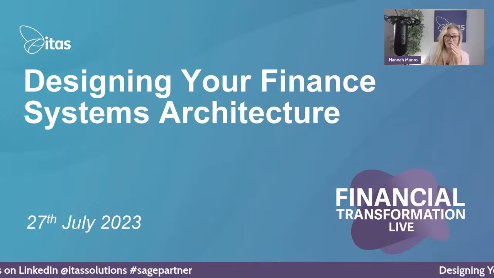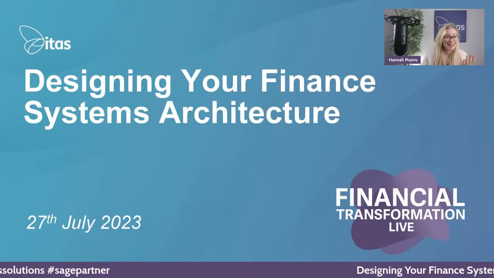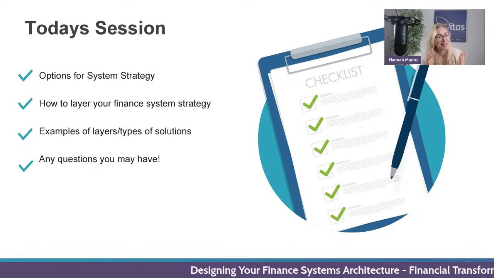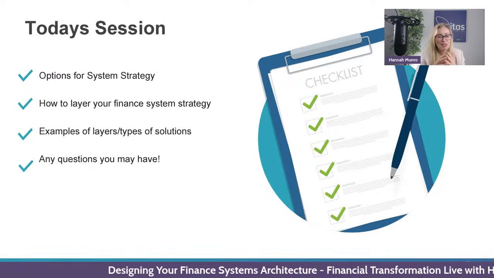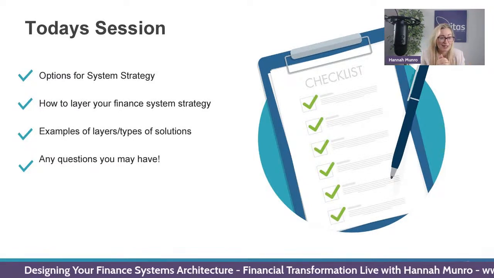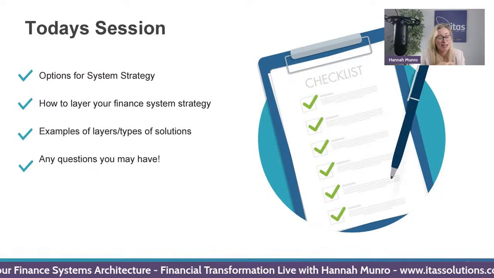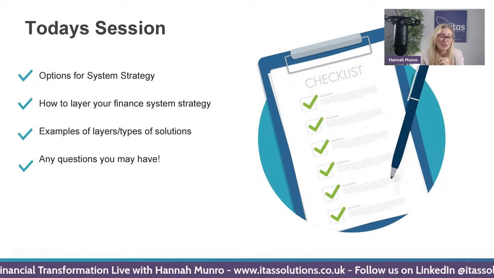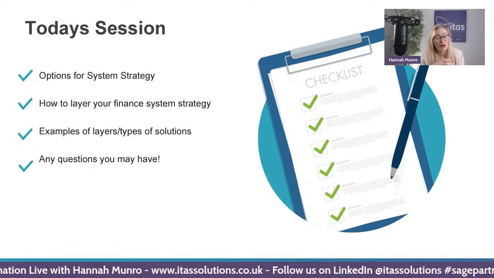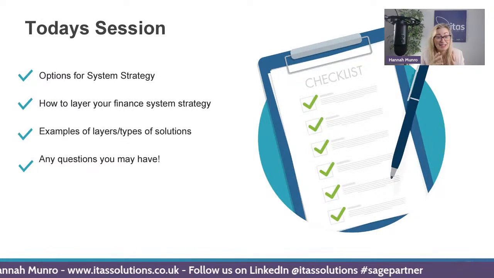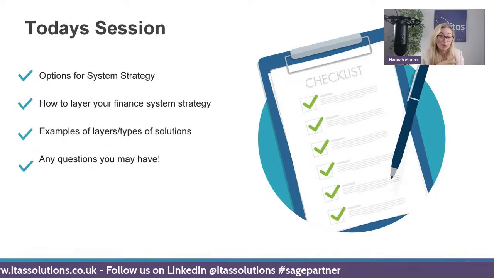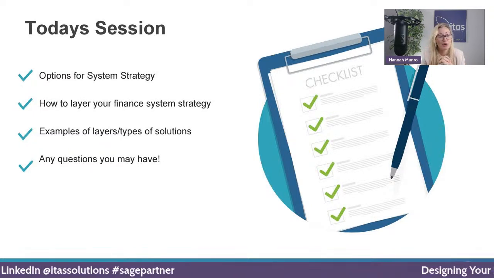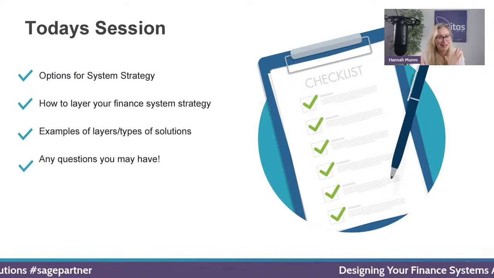So before we get into it, let's just catch up with where we're at and make sure I don't skip ahead. So today's session is about talking about what are the options for how you build out a finance systems architecture and system strategy, how you can layer that and some of the components you may need to think about. I will give you an example of layers and types of solutions. Some of them we work with and we implement ourselves. Some of them are ones we've come across. So I am trying to keep this fairly open.